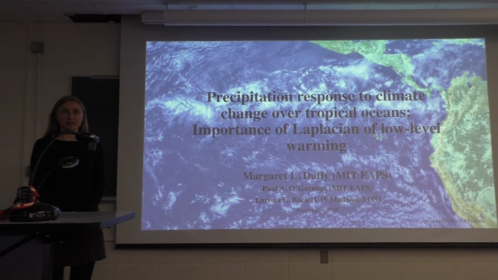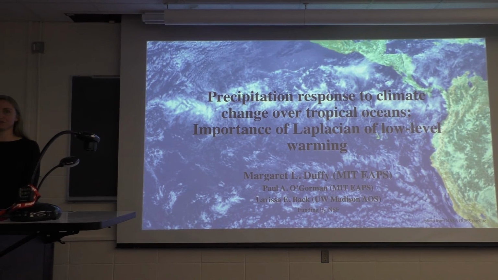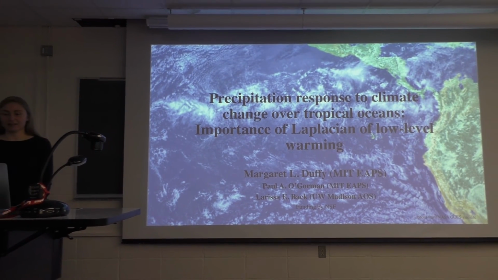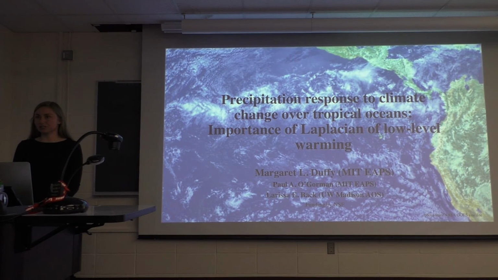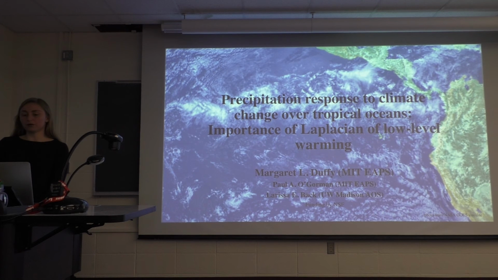Okay, hi everyone. Thank you so much for coming. I think I've left plenty of time for questions, so feel free to stop me and ask me any question you want. So today I'm going to be talking about the response of precipitation to climate change over tropical oceans. And in particular, I'm going to talk about a mechanism by which gradients of low-level temperature or low-level warming is influential for this precipitation response. So again, I'm Margaret Duffy, and this is work that I've done in collaboration with my advisor, Paul O'Gorman, and with Larissa Back, who you all know.